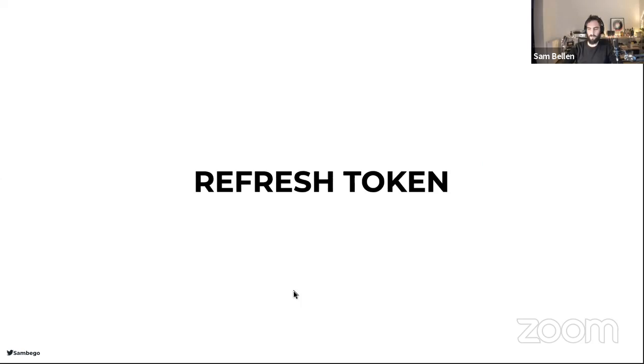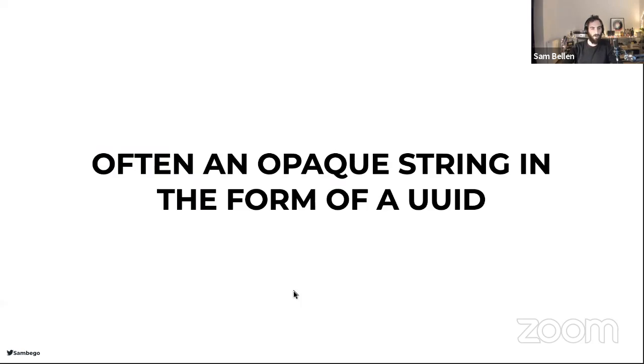Maybe you've heard of refresh tokens. They're very powerful and they cause a lot of problems, especially with single-page applications. So I'm going to be talking about these a bit later. But basically what they allow you to do is they allow you to request a new access token if your previous access token has expired. And they're often in the form of an opaque string in the form of a UUID.